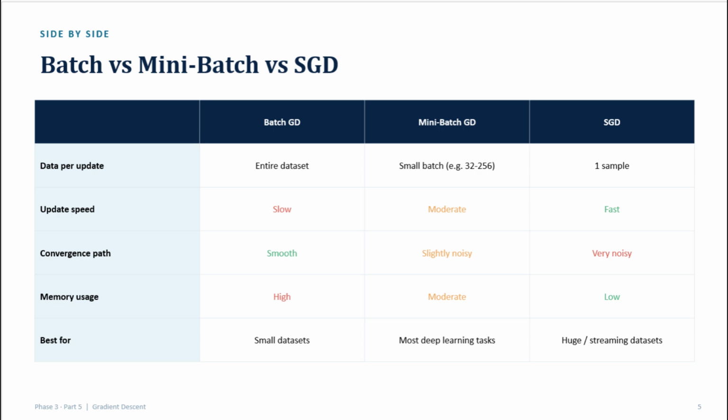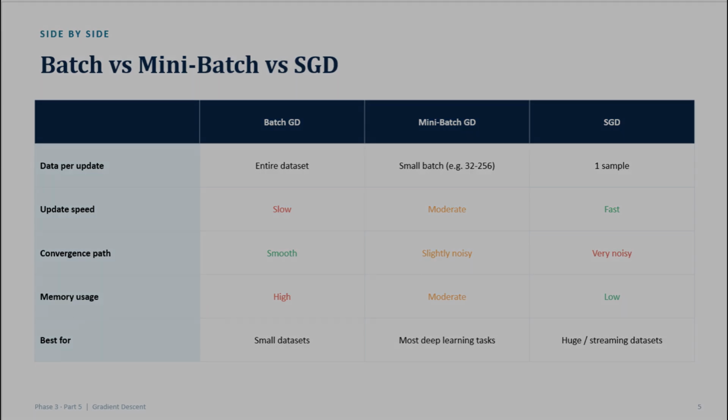Batch gradient descent uses the entire dataset for every update. It's accurate and stable but slow. Stochastic gradient descent uses only one sample, making it very fast but also quite noisy. Between these two is mini-batch gradient descent. Instead of using all the data or just one sample, it updates the model using a small batch of samples such as 32, 64, or 128. This gives us a good balance between speed and stability. That's why mini-batch gradient descent is the most commonly used optimization method in deep learning today.